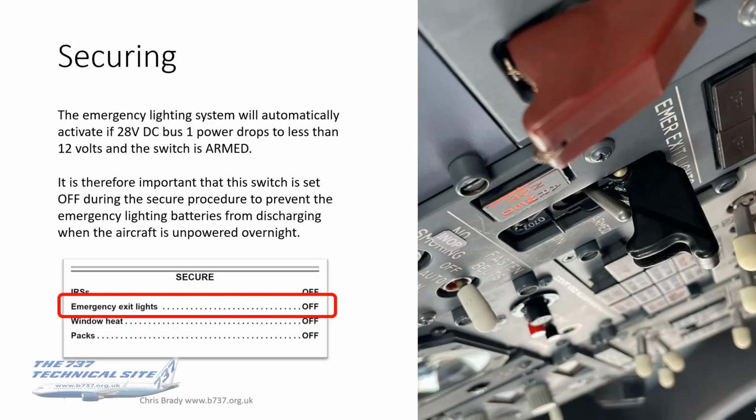Now the emergency lighting system will automatically activate if the 28 volt DC bus 1 power drops to less than 12 volts and the switch is armed. It's therefore important that the switch is set off during the secure procedure to prevent the emergency lighting batteries from discharging when the aircraft is unpowered overnight, because the 28 volt DC bus 1 will unpower overnight when you switch the batteries off. So this step in the secure checklist is important.